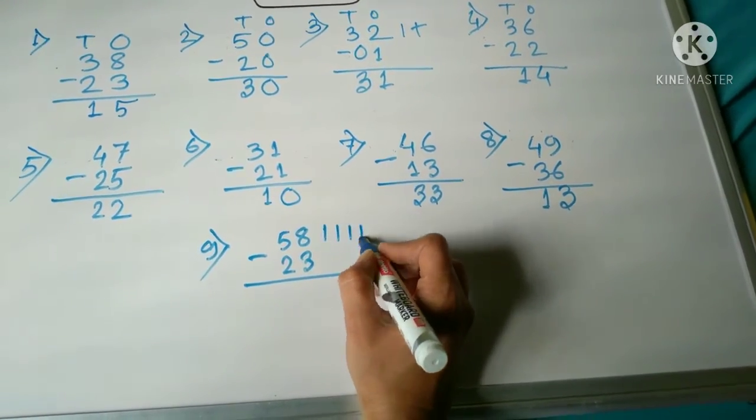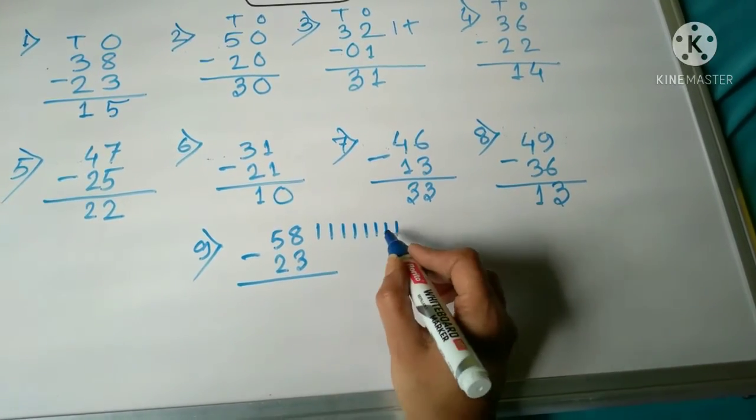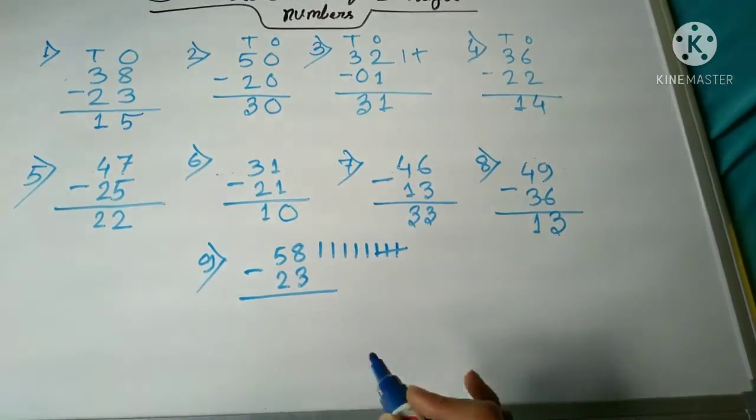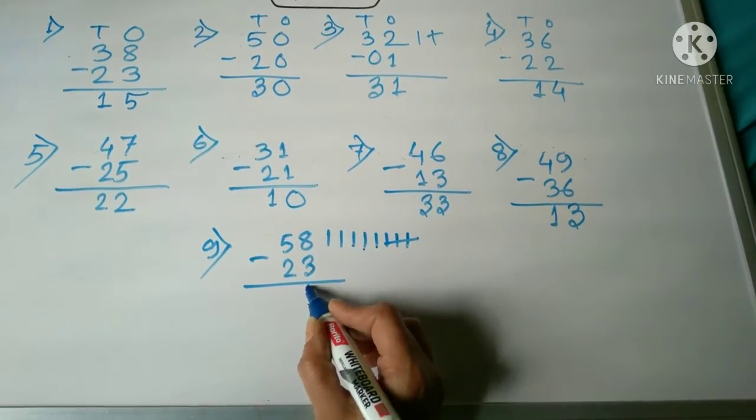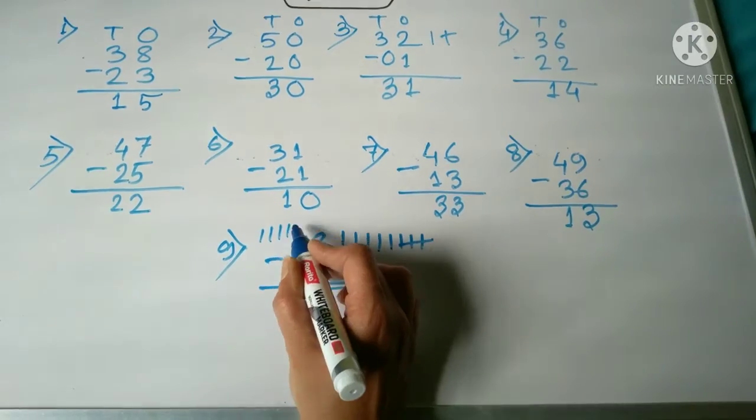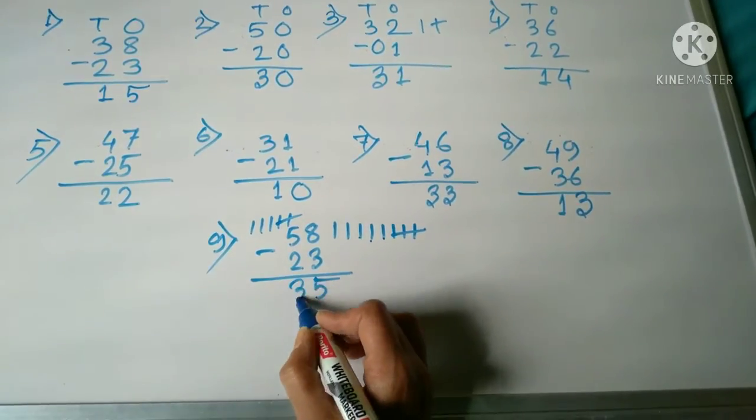1, 2, 3, 4, 5, 6, 7, 8. Cross out 3 of them. So how many are left? Count: 1, 2, 3, 4, 5. Cross out 2 of them. Here 3.